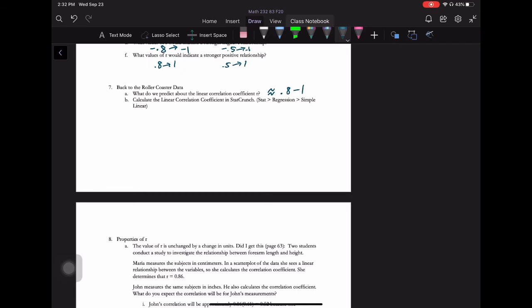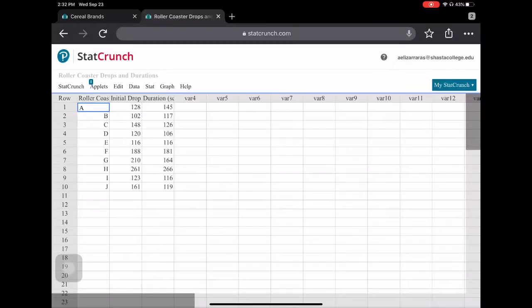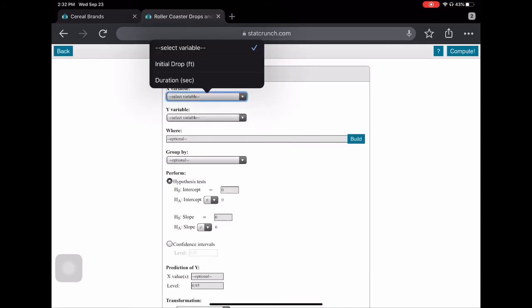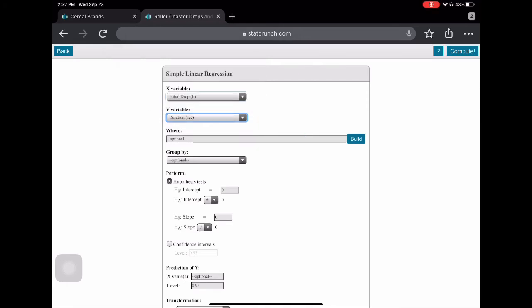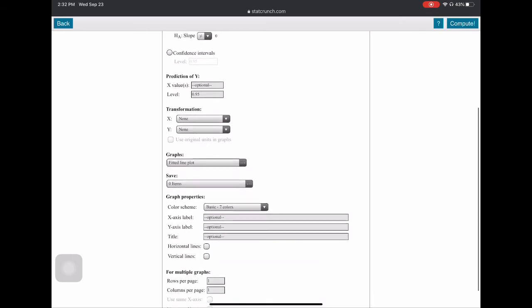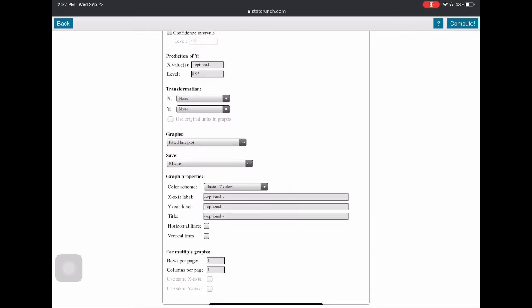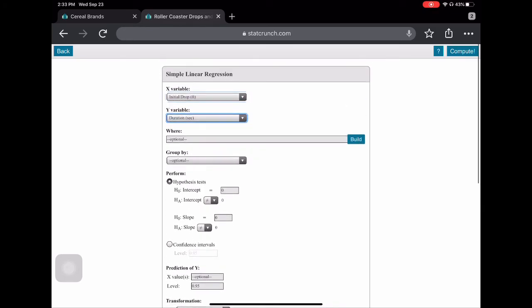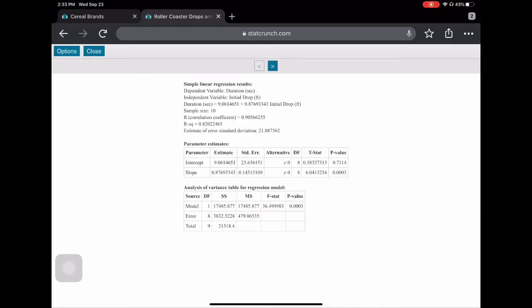The way in which we do that is we do Stat, Regression, Simple Linear in StatCrunch. Our input was initial drop, and our duration was our y variable. There are a couple of other things that you can do here, determining what kind of properties you want, whether we want to predict or not. We'll use those later in the semester. So here we have our R value calculated, and we're going to pull that information to answer some questions.